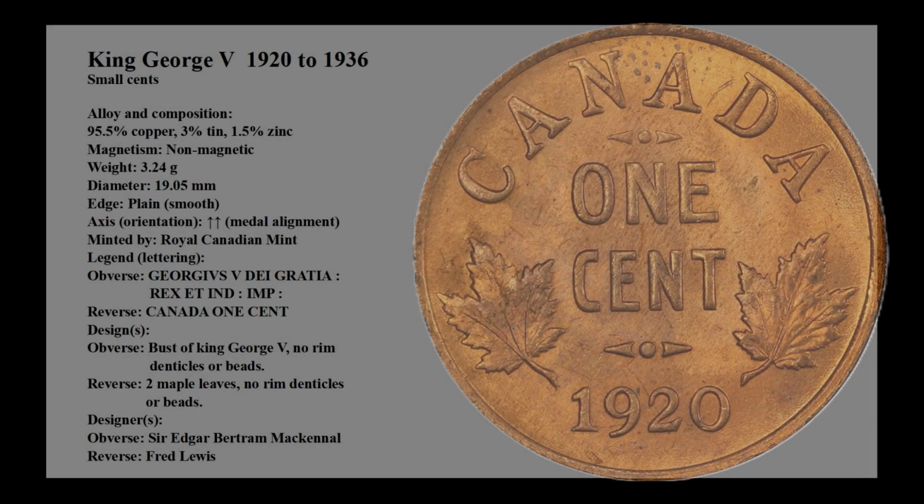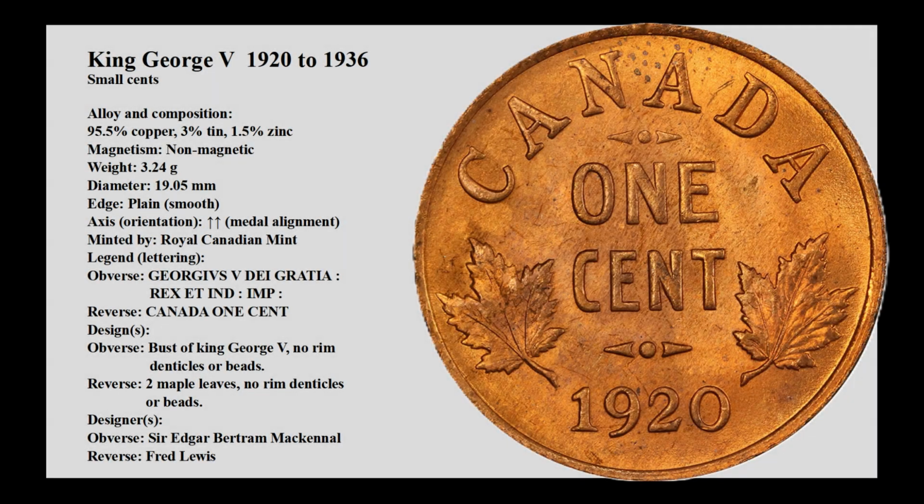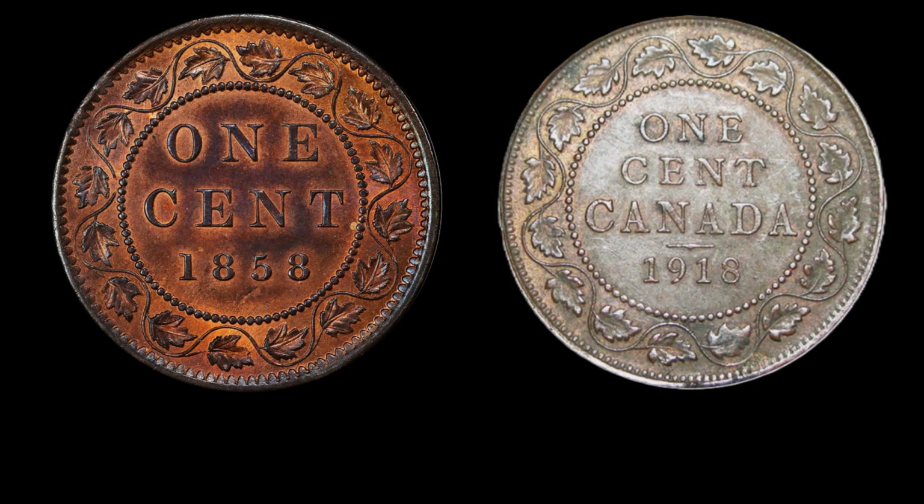In 1920, Canada transitioned to the smaller 1 cent coin we recognize today. This was done primarily for economic reasons, as the large copper coins were becoming expensive to produce. The new coin was smaller in diameter, measuring just 19.05 millimeters and only weighing 3.24 grams, reducing the amount of copper used. Throughout its production, the Canadian large cent saw varying mintages.